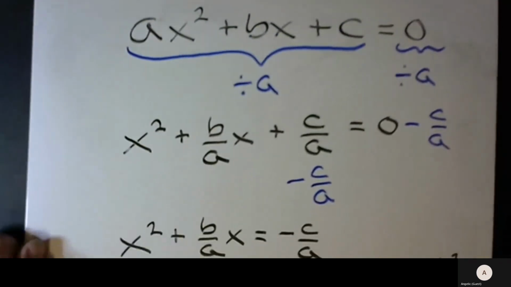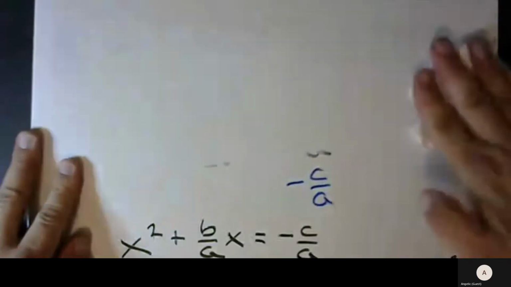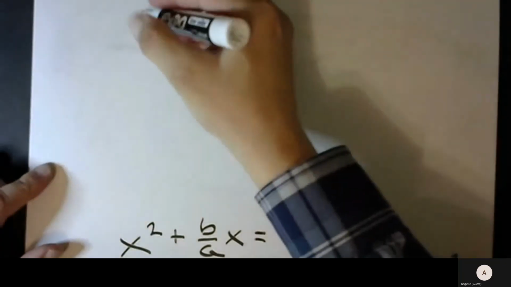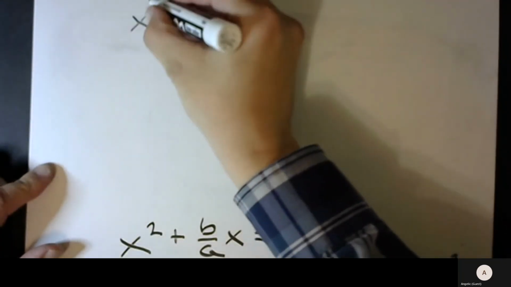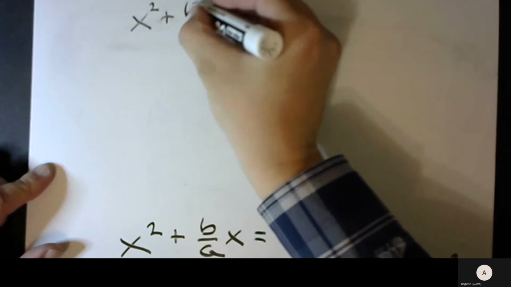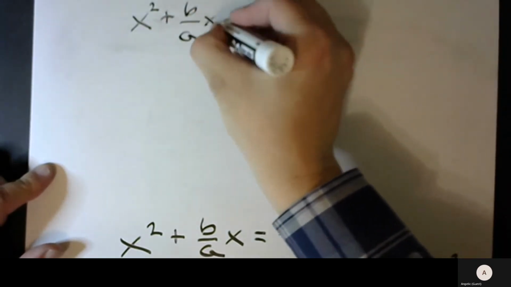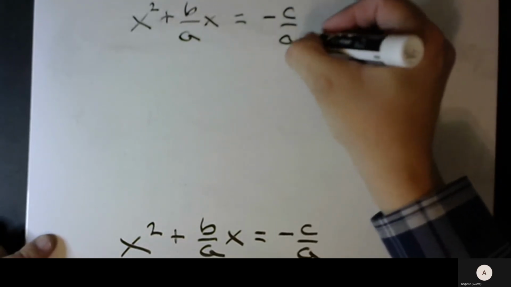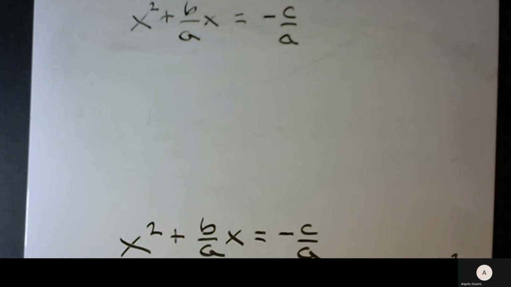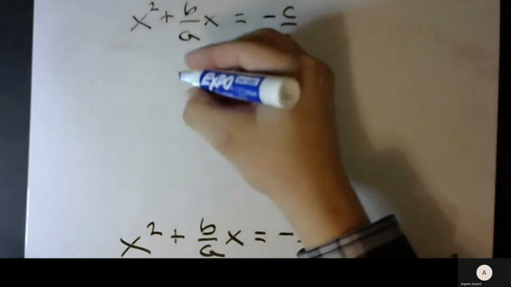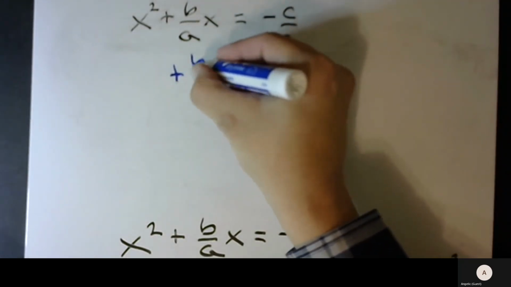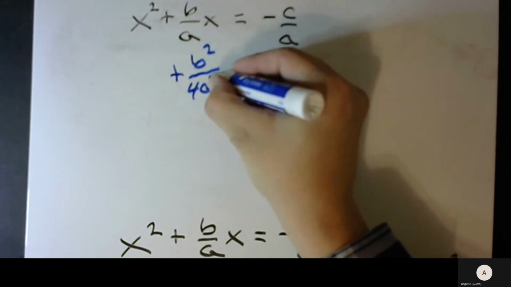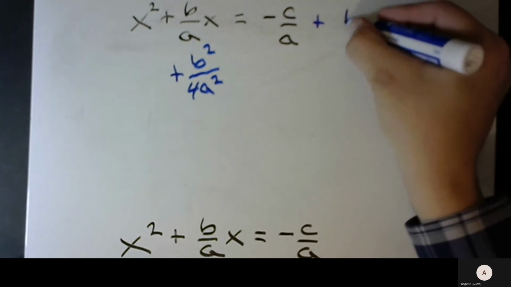So the next step, so this is our equation so far. We're going to add that b squared over 4a squared to both sides.